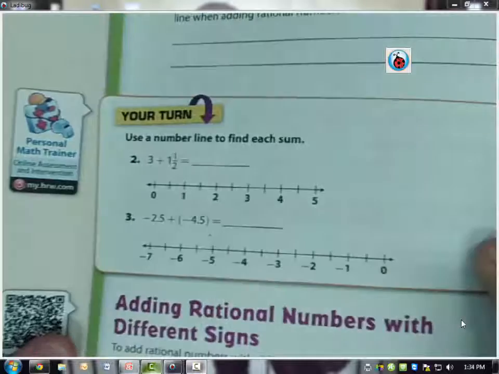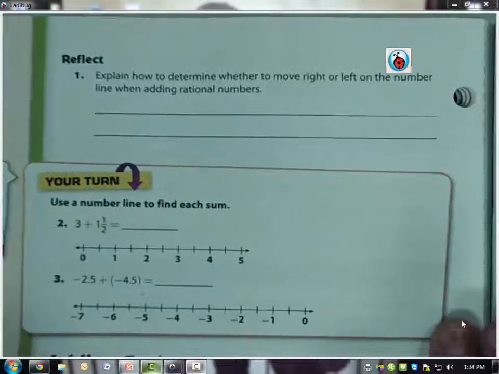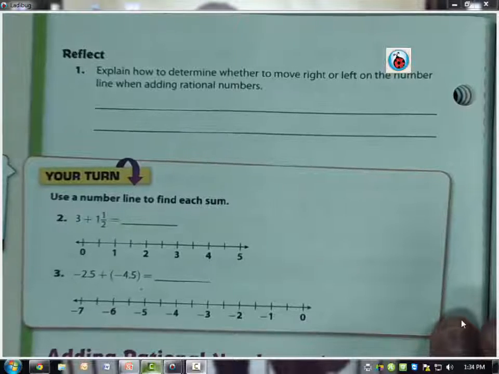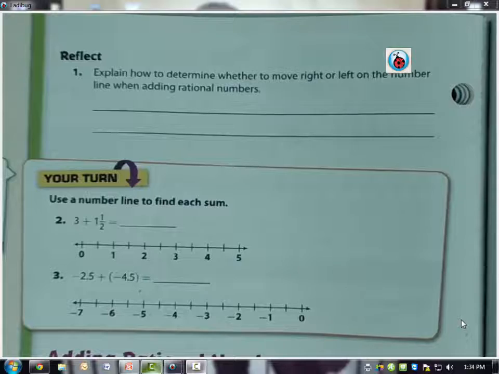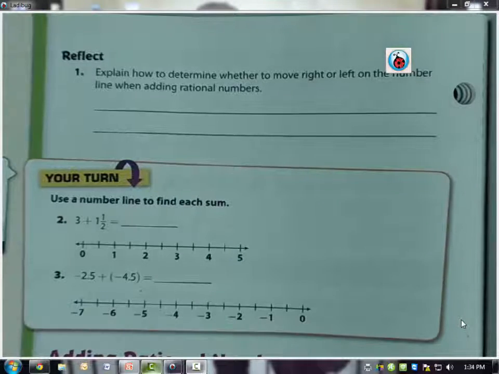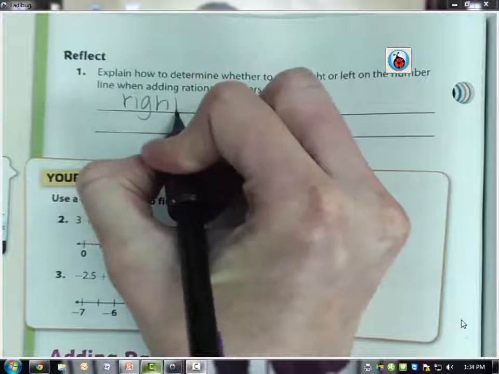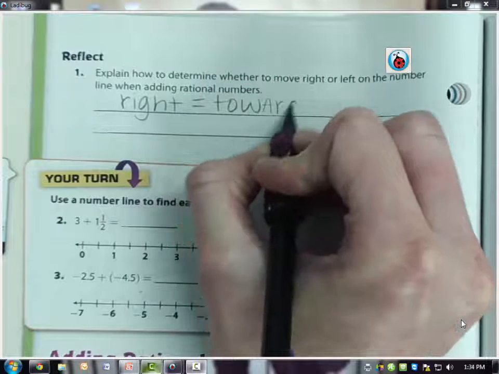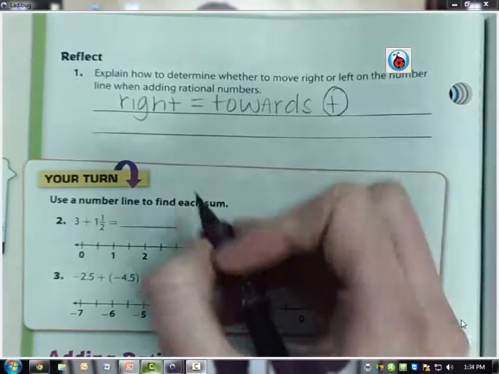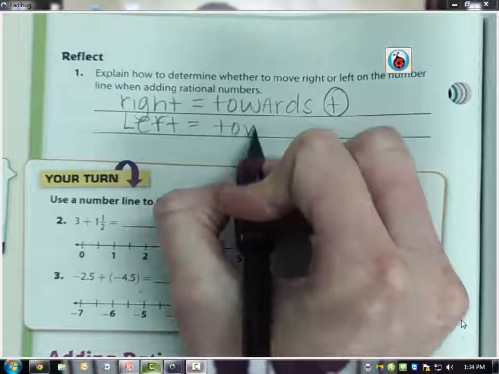Okay, reflect. Explain how to determine whether to move right or left on the number line when adding rational numbers. Okay, I'm going to give you a second to think about that. Okay, good. You should have said moving to the right is always going to be towards positives. And you also should have said when we move to the left of the number line, it's always going to be towards the negatives.